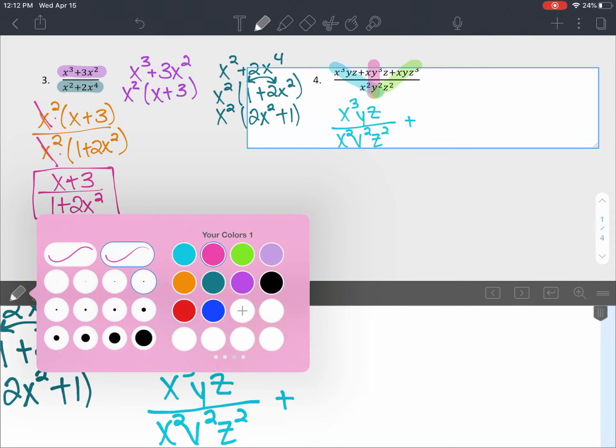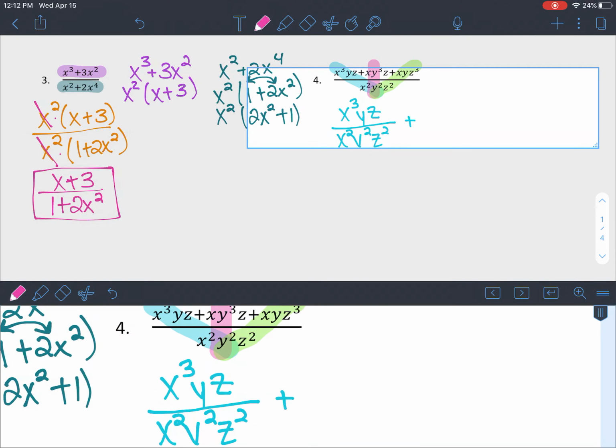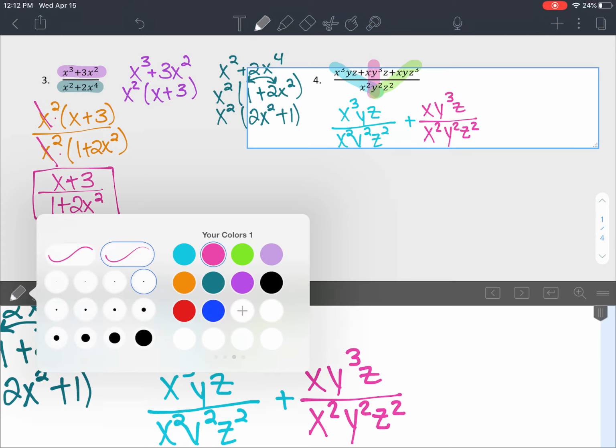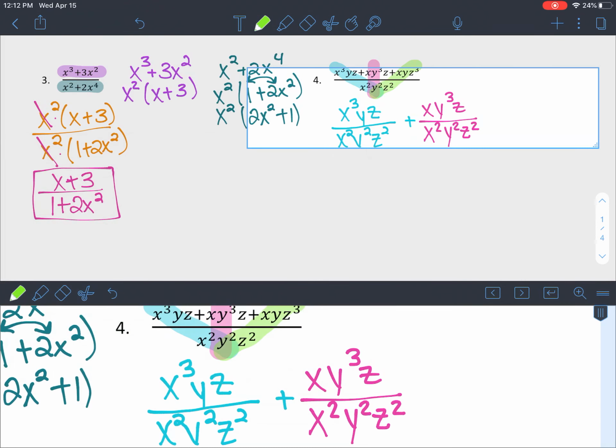And then they're all being added, so I'm going to add. And then the next one is that second term, so x y cubed z over my denominator. And then that last term, which is x y z cubed over my denominator.